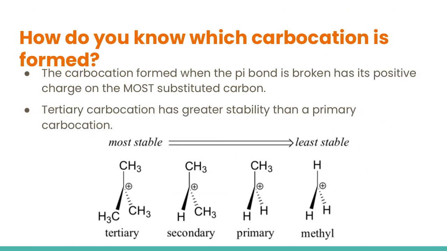Now, how do you know which carbocation is formed? Well, the carbocation formed when the pi bond is broken is the one that has its positive charge on the most substituted carbon. And that's because tertiary carbocations have greater stability than primary carbocations. So a tertiary carbocation is the most stable, and a primary one is the least stable. So when you're trying to figure out which one to draw, you're going to look at which one is more highly substituted, and that is where the positive charge goes.